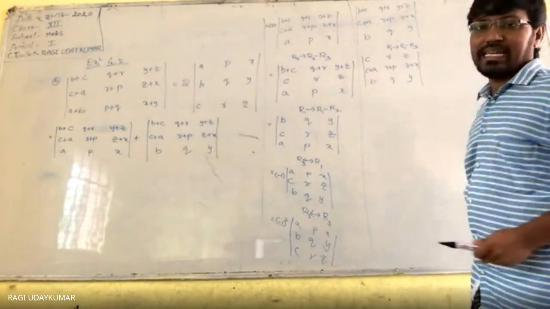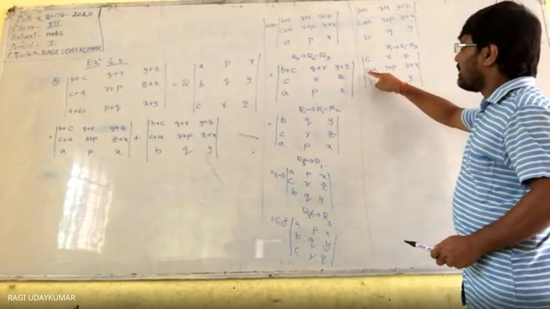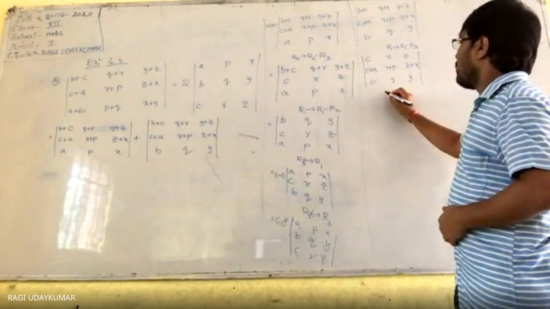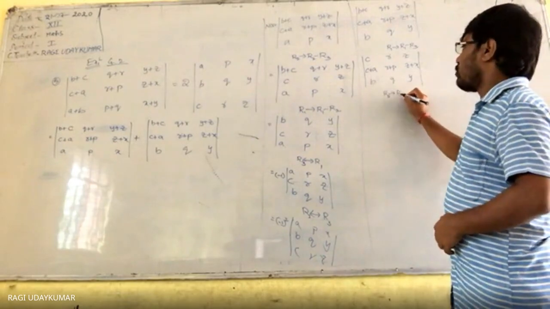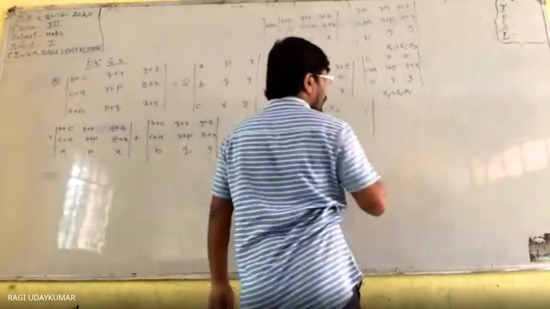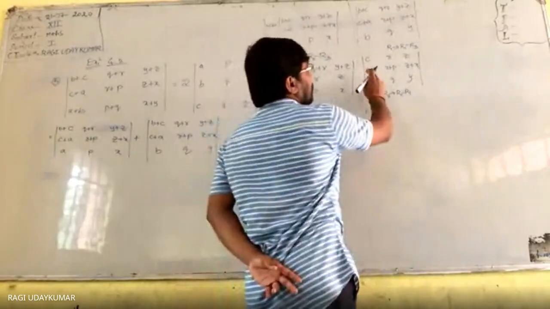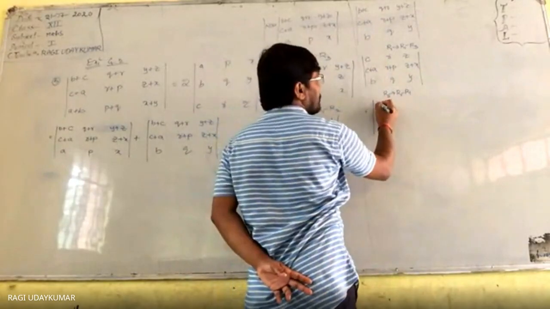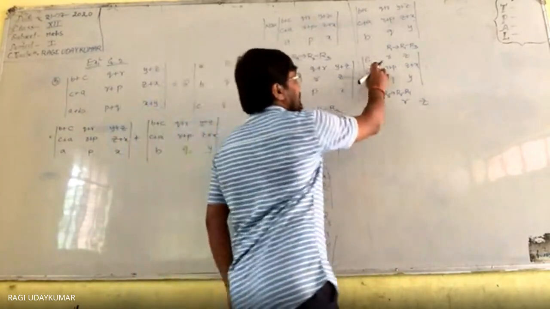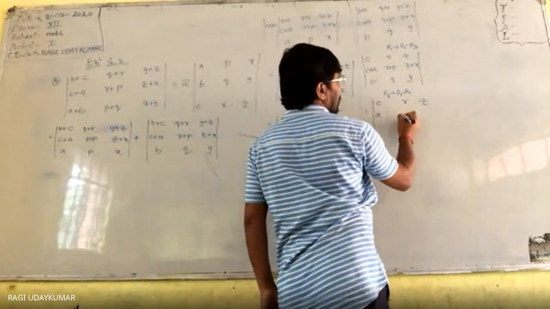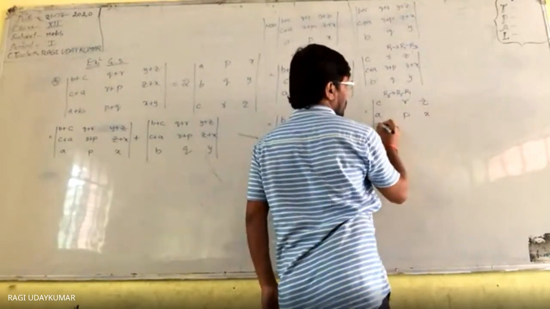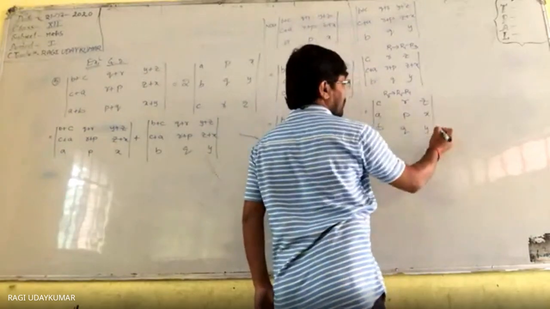Now what to do? This we have to make as a single. So from this what can be subtracted? This minus this. R2 tends to R2 minus R1. So when you do this one, what do you get here? C plus A minus C, so A. R plus P minus R, P. Z plus X minus Z, X. First row CRZ is as it is. B Q Y same.